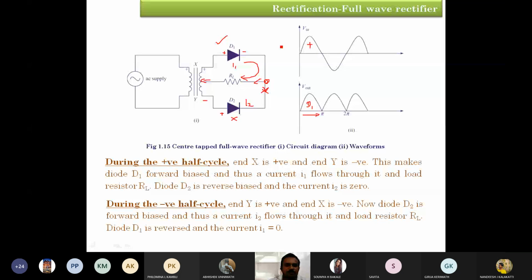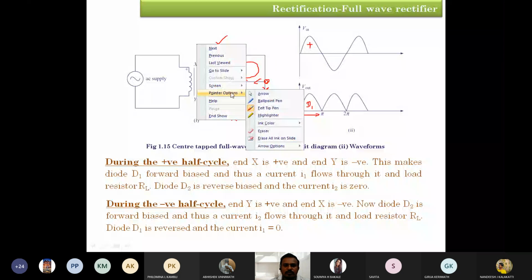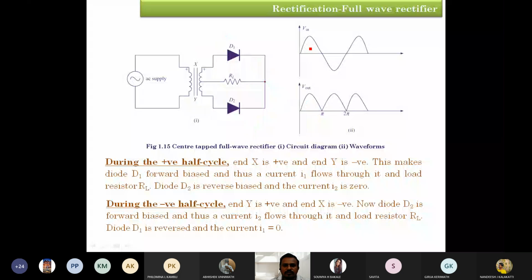Okay. So what is going to happen during the negative half cycle? The Y terminal becomes positive polarity and X terminal becomes negative polarity. Let's erase all these things. What was the previous condition for the positive cycle? Diode D1 is going to conduct, hence output will be there across RL. So for the negative cycle, the Y terminal is going to show positive polarity and the X terminal negative polarity.